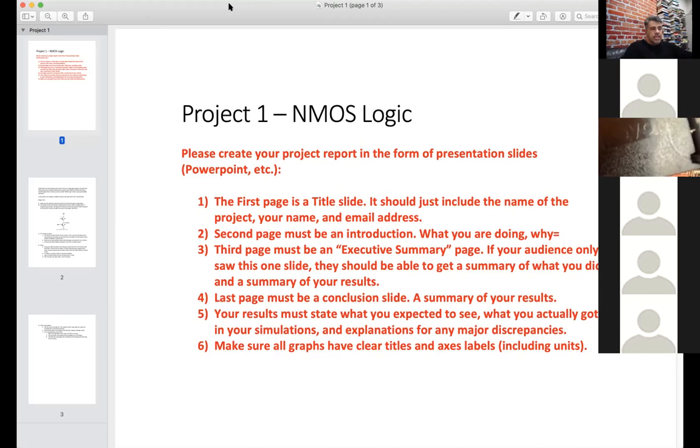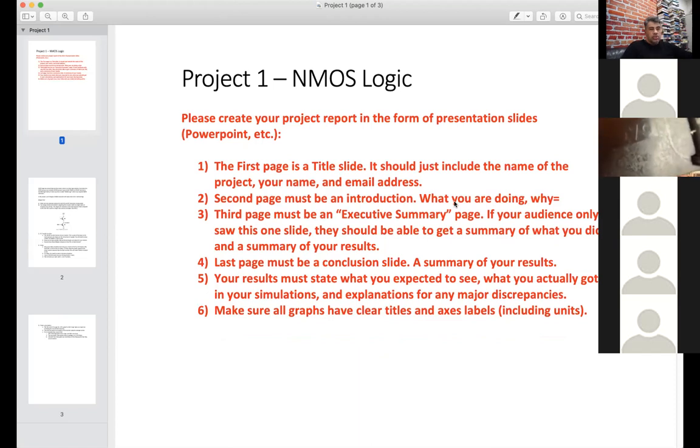The first thing is that I would like the project report to be in the form of PowerPoint slides. I don't know if you do that a lot at Cal Poly, but you actually do a lot of PowerPoint presentations in industry or wherever you go to work. Most of the stuff you do, maybe it's half and half. There are Word documents that are written, but if you're presenting results to management, it's slides. So that's how I'd like you to do it.